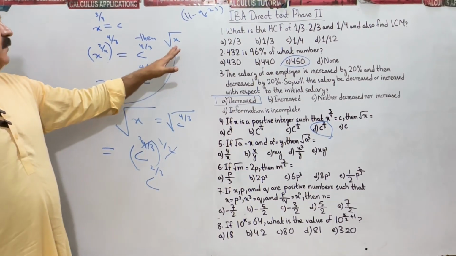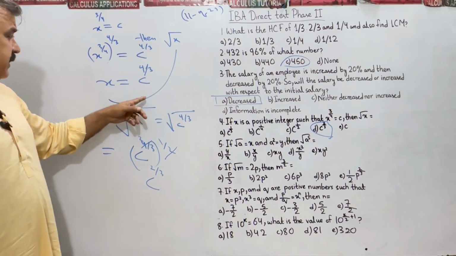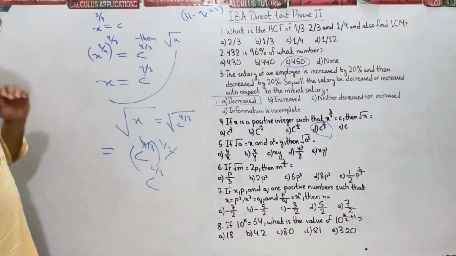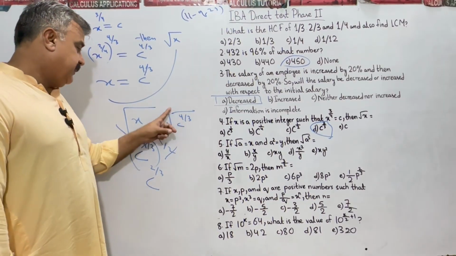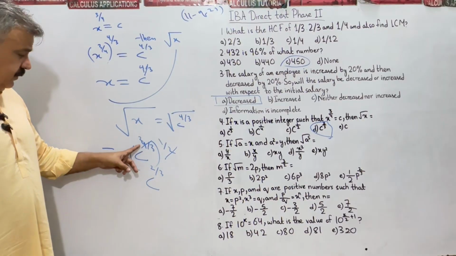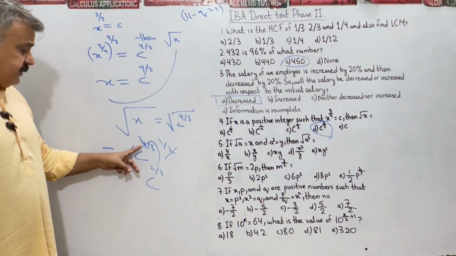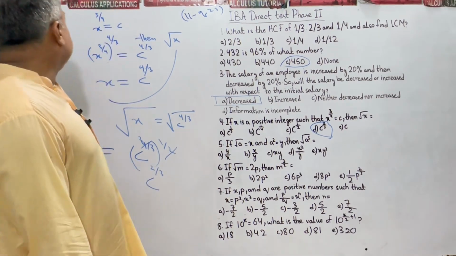Just plug in the value of x here. That is root x. What is the value of x? C raised to 4 over 3. Square root qualifies for 1 over 2. Instead of under root 2, I have written 1 over 2. Applying the table, 2 times 2 is 4. C raised to 2 over 3. That's our answer, and I have calculated this as well.